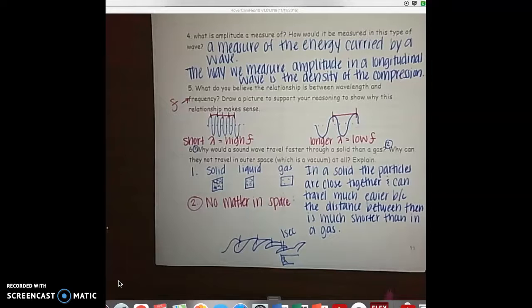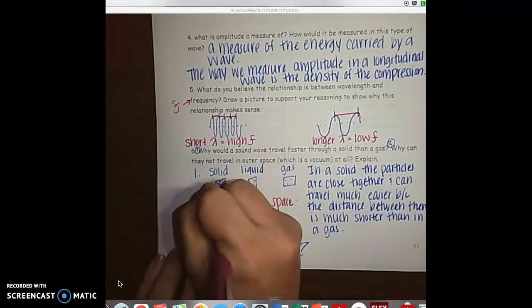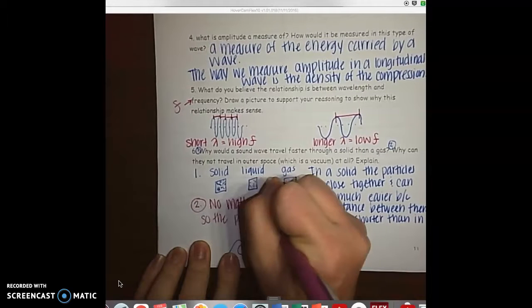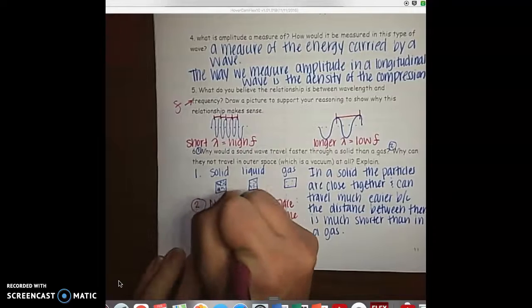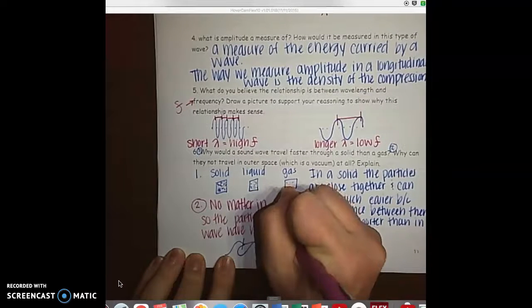It would be like watching a wave in a stadium with no people. That would be the worst wave. That would be worse than the one with just our class in the stadium, because you're not watching anything. There's nothing there to move. So no matter in space, so the particles in the wave have nothing to travel.